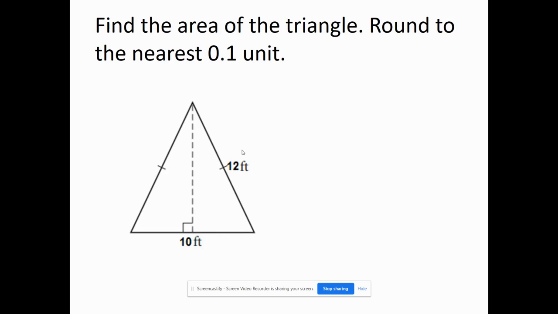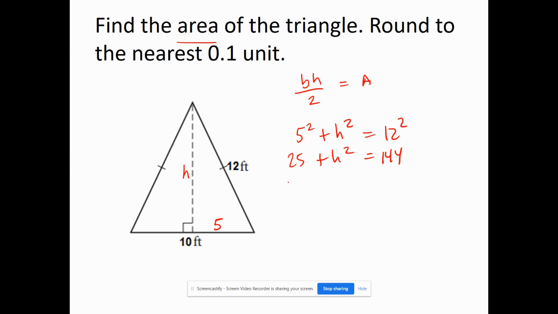And now this is just a problem we can solve using the Pythagorean theorem. To find the area of the triangle, we need base times height divided by 2. But we don't know the height in this case. And so since this is already split into a right triangle, we would know this side's 5. So we can do 5 squared plus the height squared, set that equal to 12 squared, since that's the hypotenuse. And then we can plug it through and subtract 25 and figure out what the height is, which is the square root of 119.